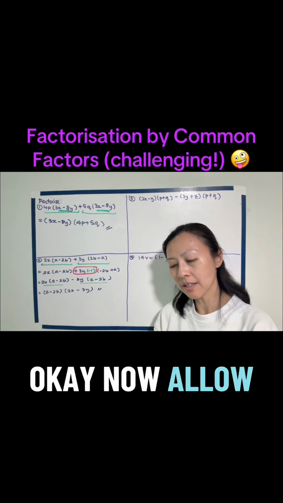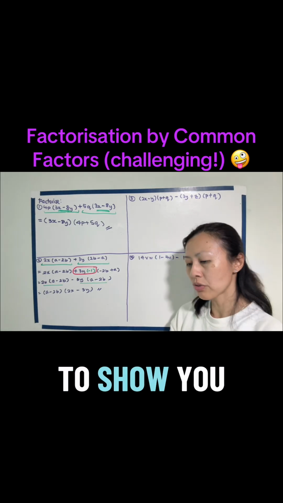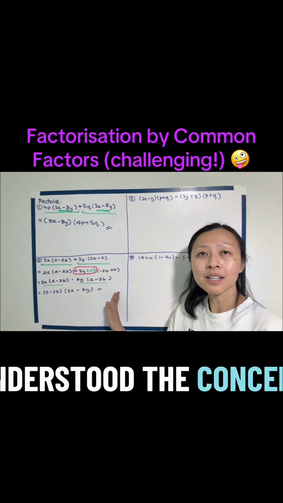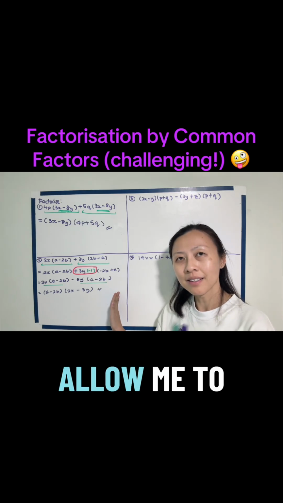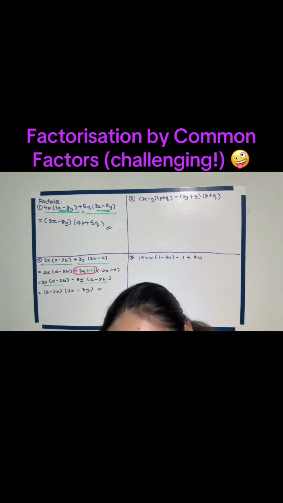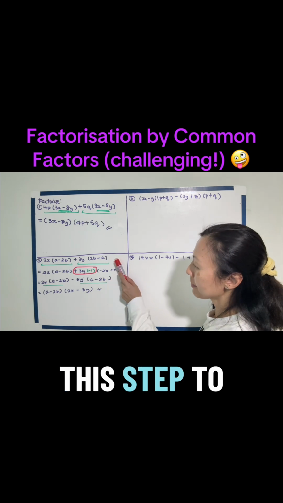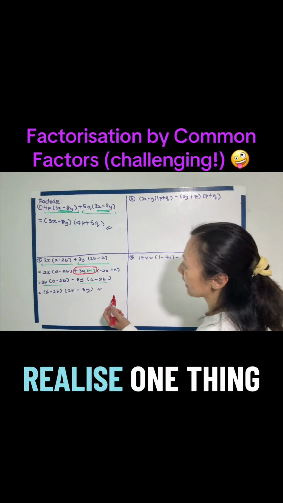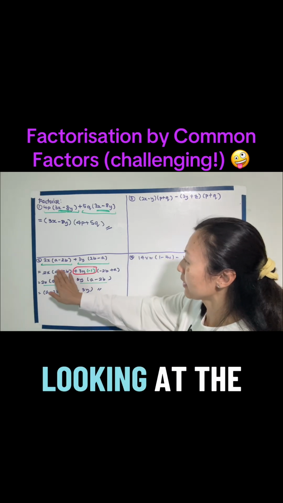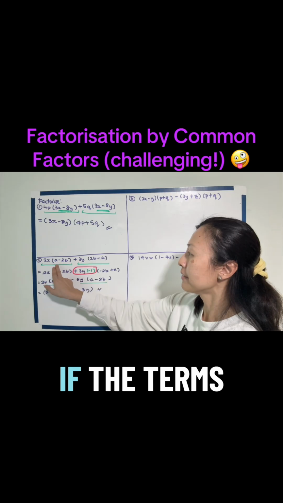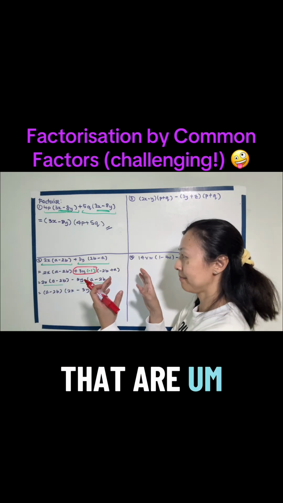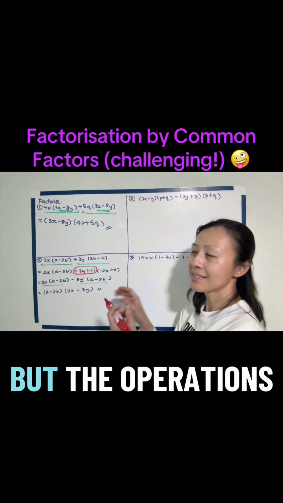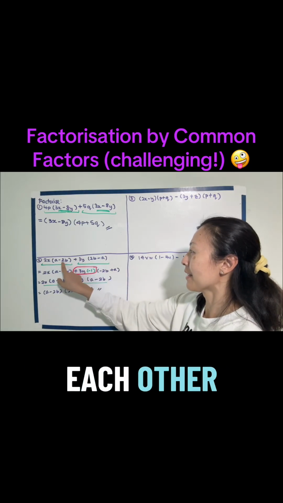Okay, now allow me to pause at this point to show you a shortcut method. If you have understood the concept of what I have shared so far, allow me to teach you a shorter way so that you could jump from this step to the third. Now you will realize one thing, that looking at the second example, the common factor terms are the same, but the operations are opposite of each other.